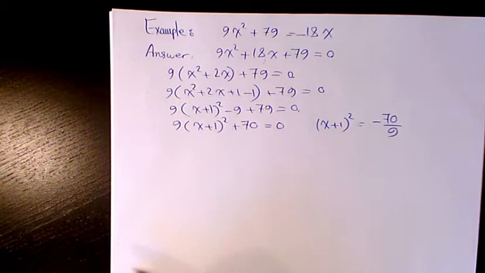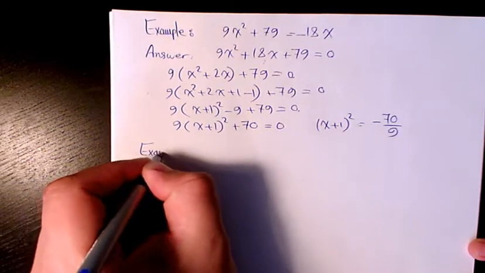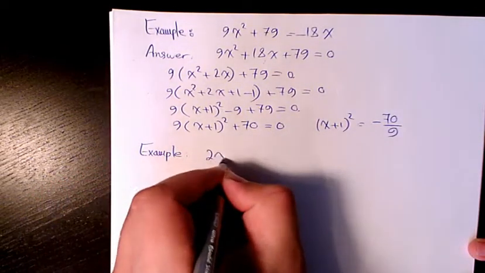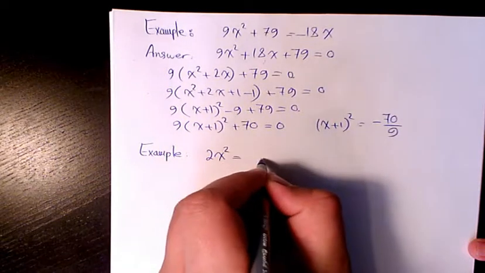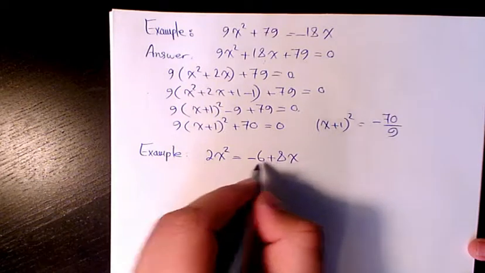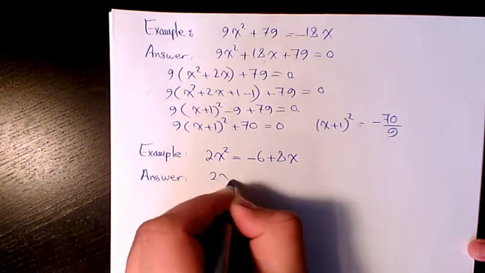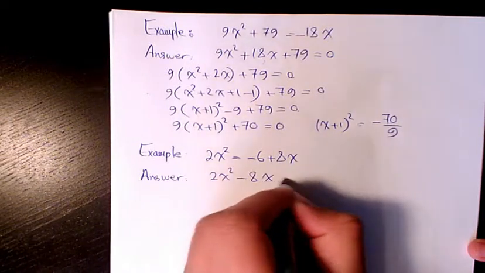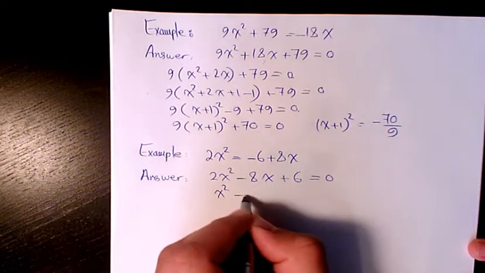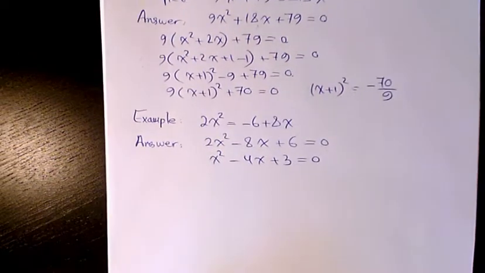Next example is going to be 2x squared equals negative 6 plus 8x. So I move everything to the left hand side. So 2x squared minus 8x plus 6 equals 0. I divide everything by 2. It's going to be x squared minus 4x plus 3 equals 0.